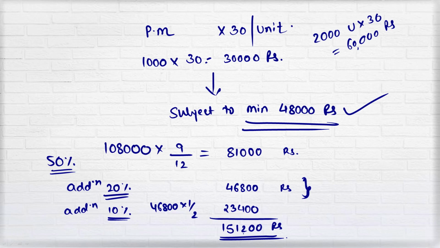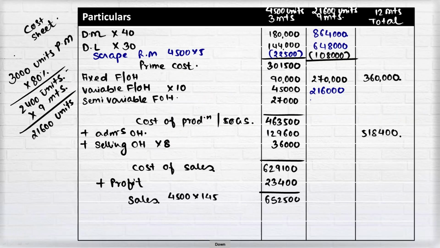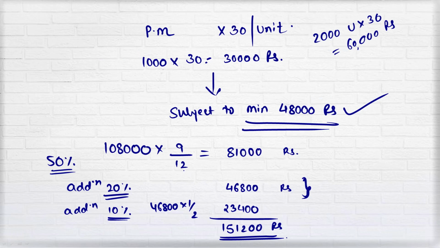I will be having semi-variable cost of 151,200. Please concentrate over here. You all got it? And so easy term. There are n numbers of problem over here. 1,08,000 is alright. It is your fixed. For 50% of capacity, you will be incurring for 9 months 81,000 rupees.